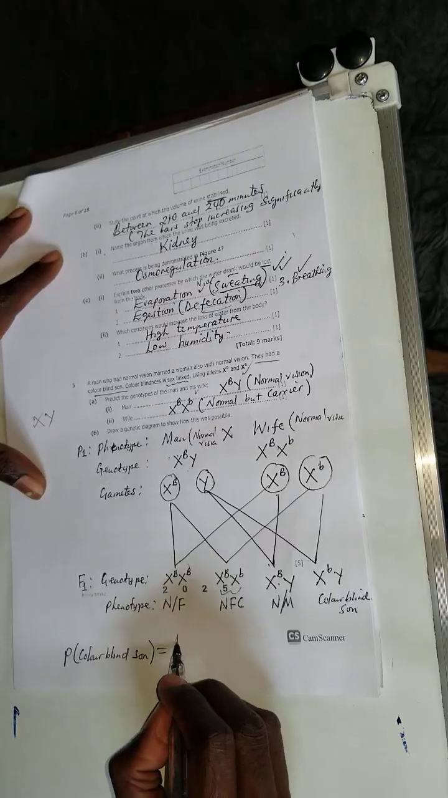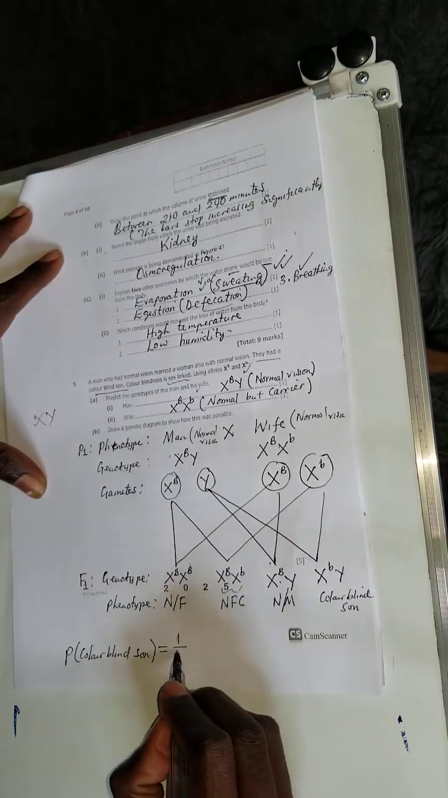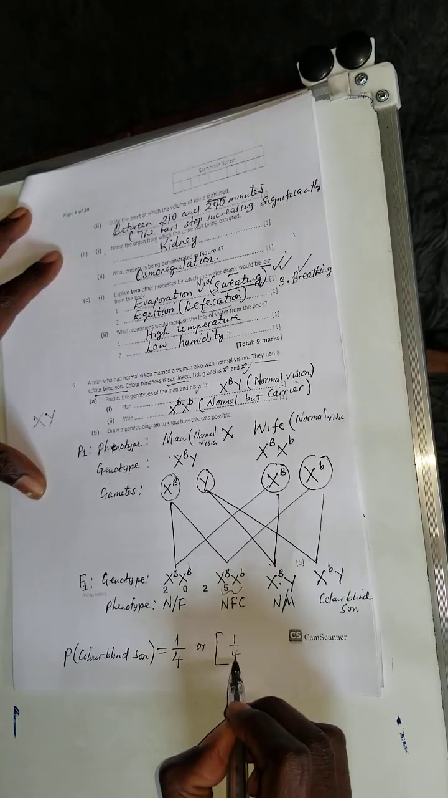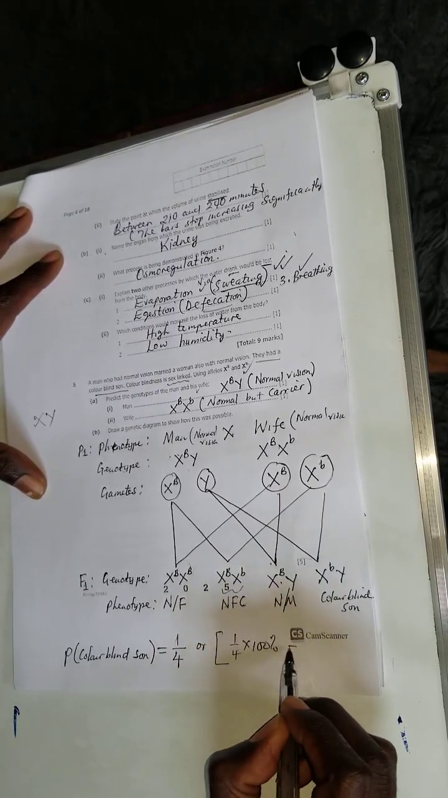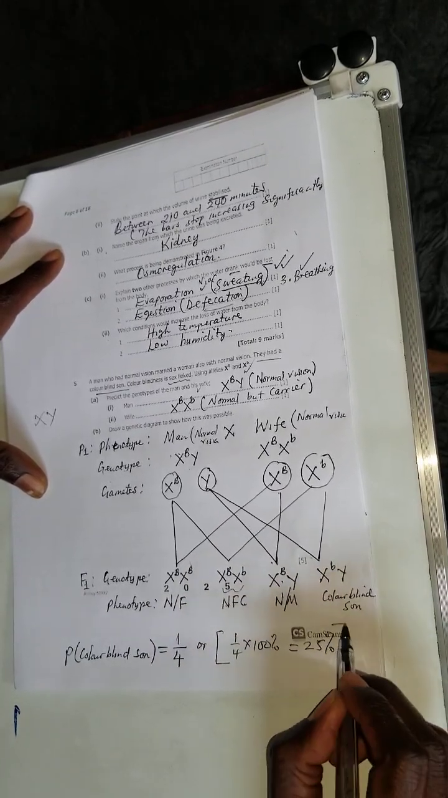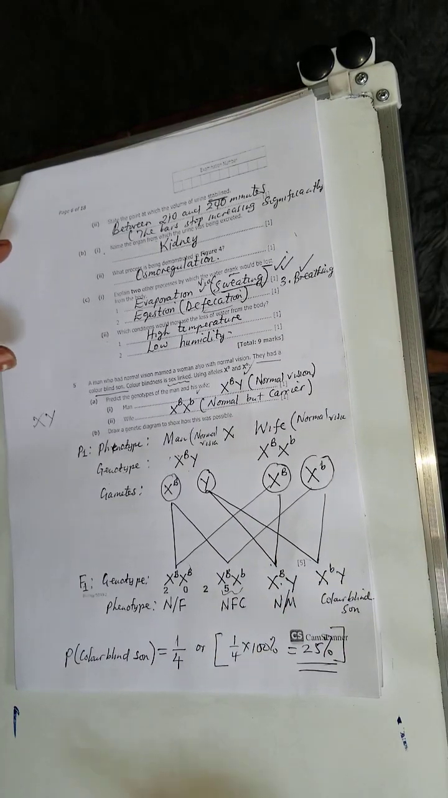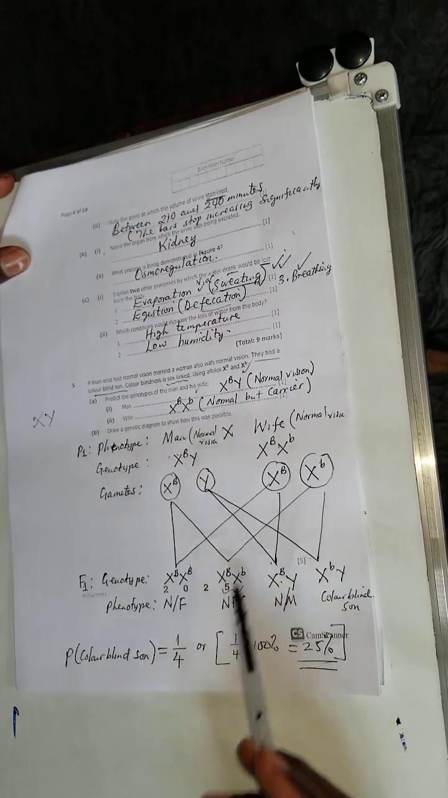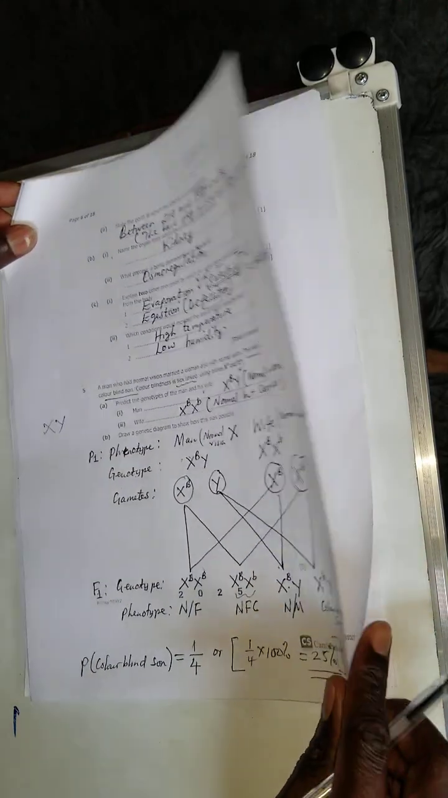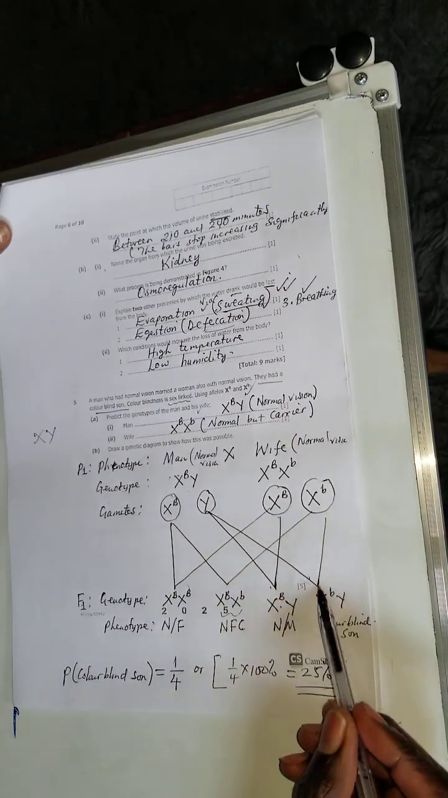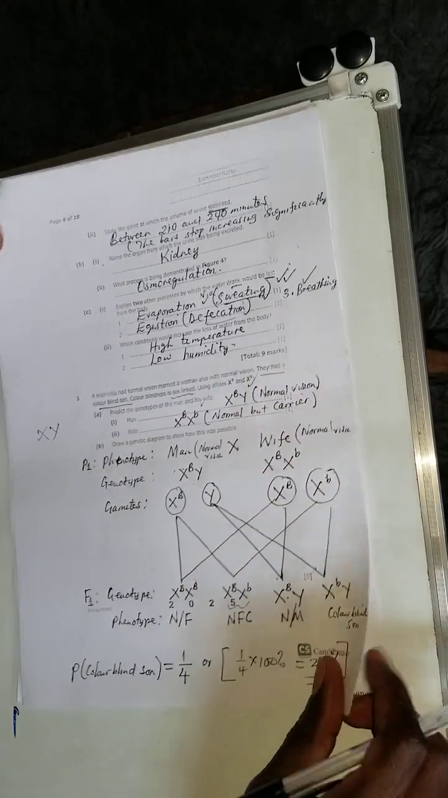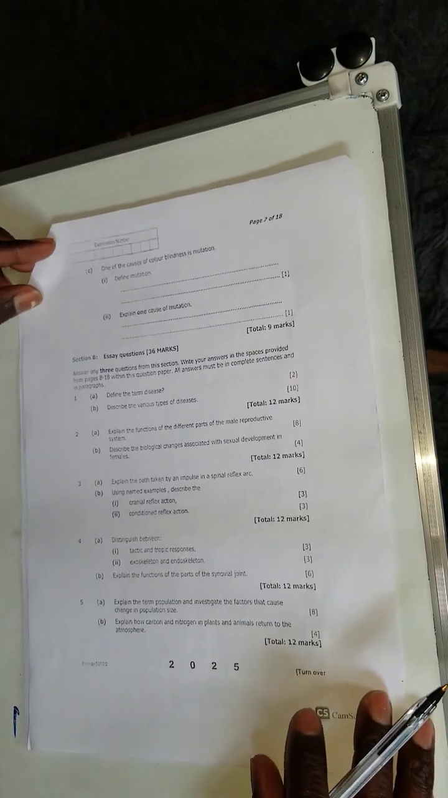How many colorblind are there? It's only one out of the total number of offspring, which is 4. If you take it as a percentage, it's 1/4 multiplied by 100%, which is going to give you 25%. So it is possible that when both are normal, they can have a child who is actually colorblind, just like it has been shown there. All right, so this is what they wanted you to do. So do a good full genetic diagram, that was 5 marks. Then let's conclude and look at the C part.